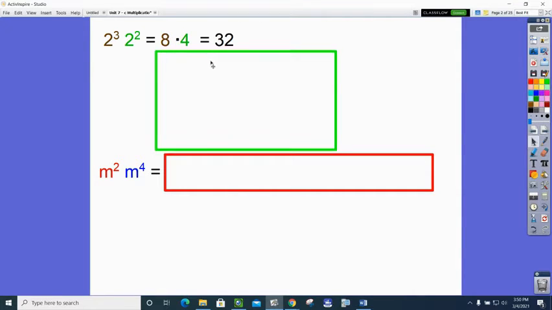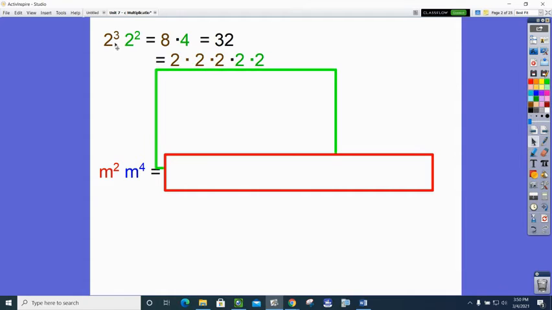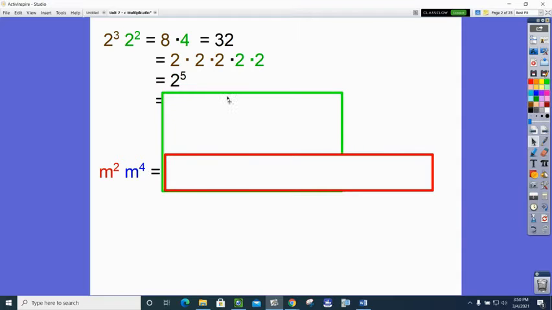Let's look at it a different way. Let's take those 3 factors of 2. You'll see the color helps you. And those 2 factors of 2. And do you see here 5 factors of 2, or 2 to the 5th? And if you take 2 to the 5th, 2 times 2 is 4, times 2 is 8, times 2 is 16, times 2 is 32.